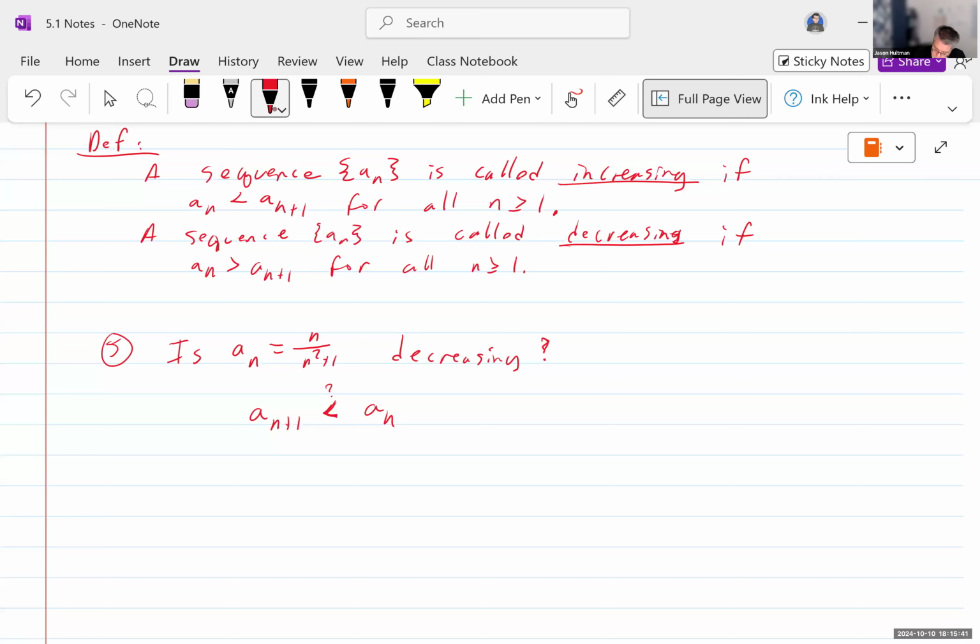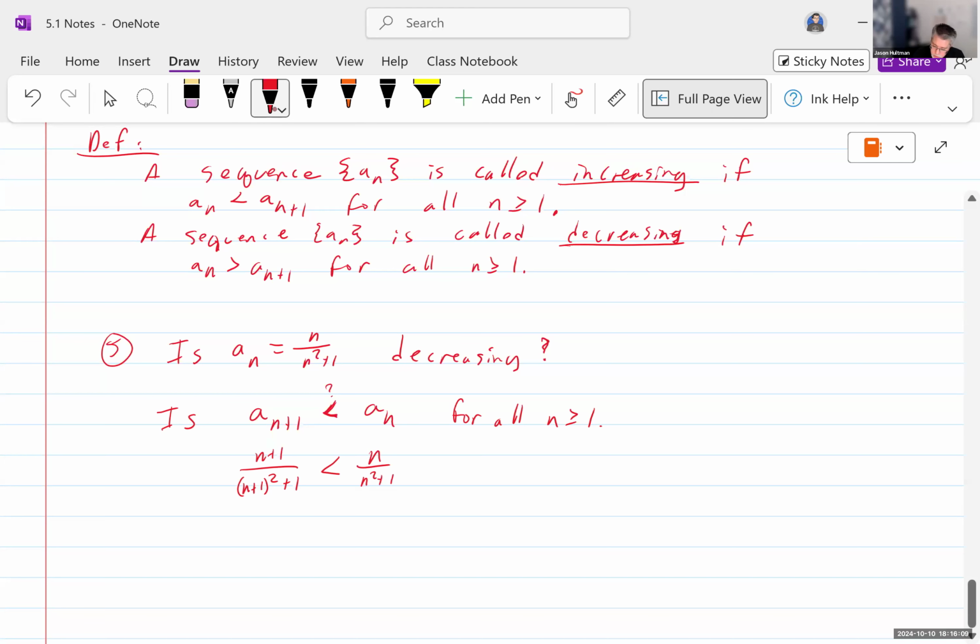Well, what's a sub n plus 1? I'm going to replace the values with n plus 1: n plus 1 over n plus 1 squared plus 1. Is that less than a sub n, for all n greater than or equal to 1? Is this less than n over n squared plus 1?